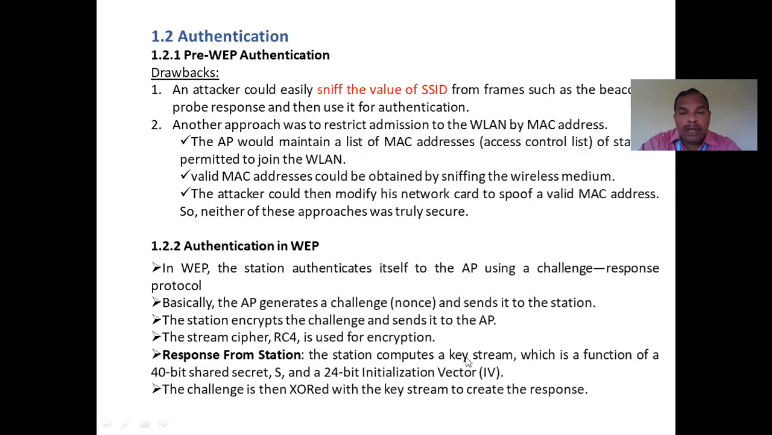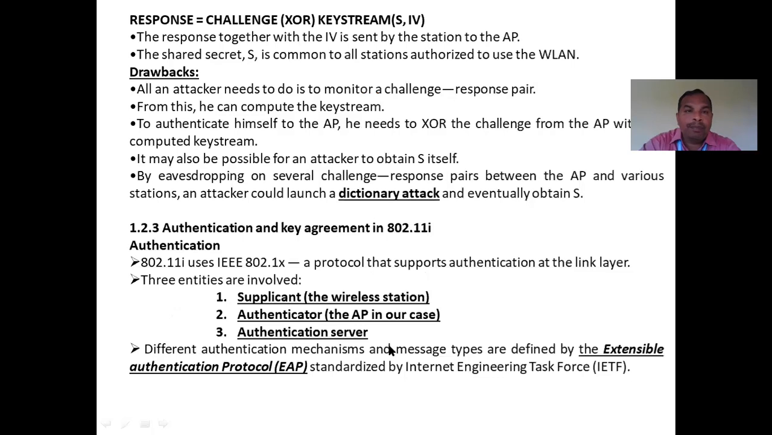The station computes a key, which is a function of a 40-bit shared secret key S combined with a 24-bit initialization vector. The challenge is then XORed with the key stream to get the response. Here we have shown how the response is represented. Response is equal to the challenge XORed with the key stream, where the key stream is a combination of the secret key S and the initialization vector. So it seems to be a very good method of providing security, but again it has drawbacks.